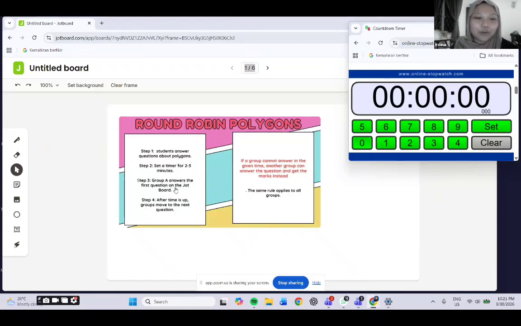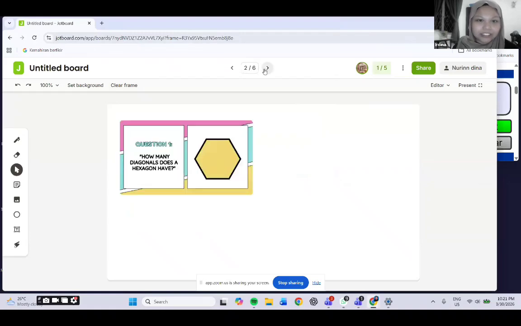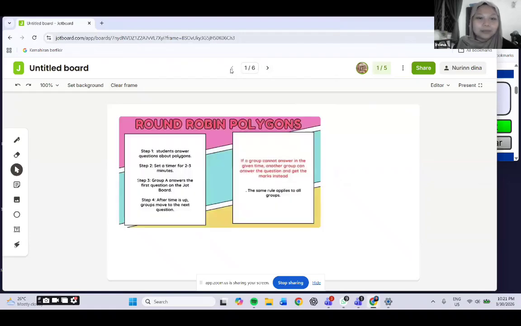I was planning for us to perform in groups. So there's going to be group A answering the first question on the jam board, this board lah. And then within the time frame, they need to answer the question given. There will be some questions, like question 1, question 2, and so on. But since we are fewer students, I think it's good if we can just do it personally.